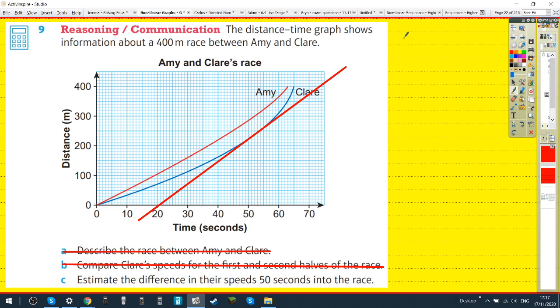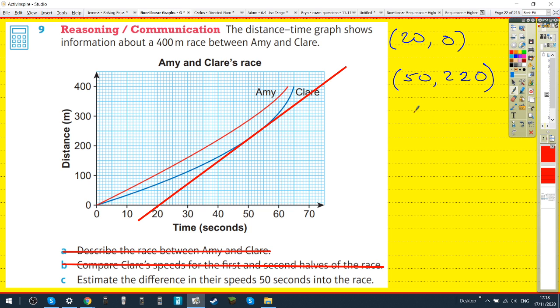So, what two coordinates does it go through? It goes through 20, 0, and then 50, 200, and 220 or something. I think so.